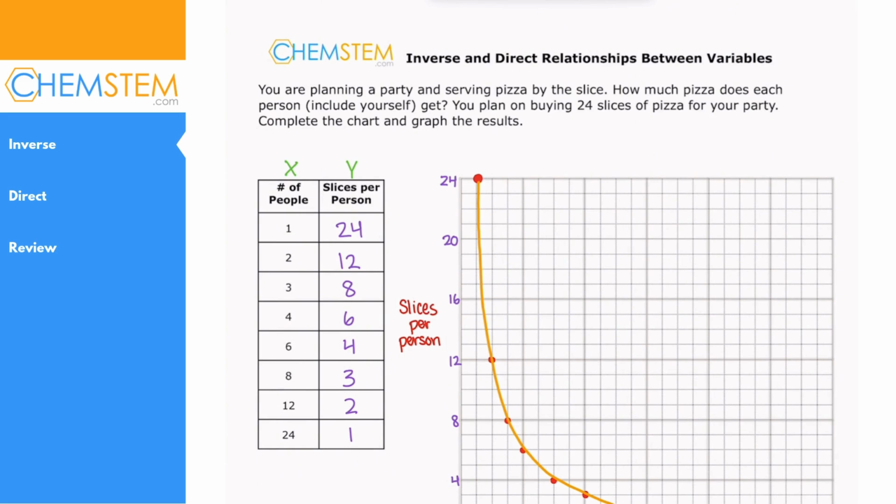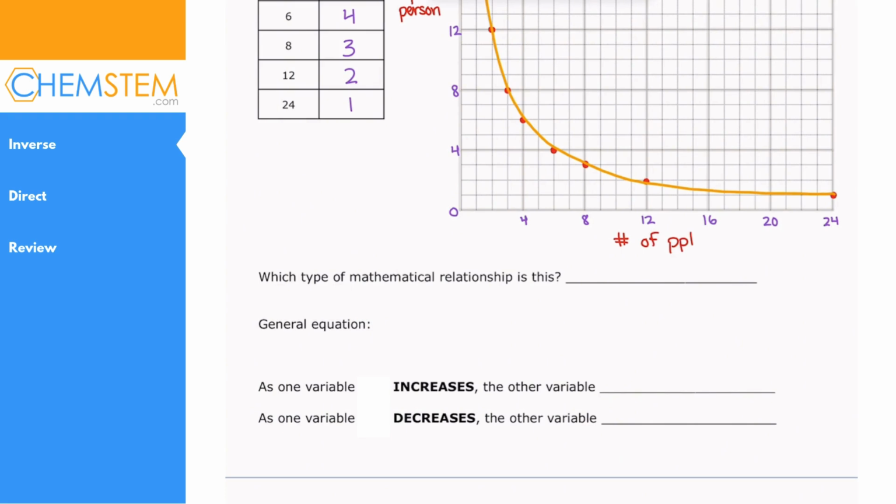Let's go back up to the problem to identify something that's really interesting. No matter how many people come to this party, you've decided that you're buying 24 slices of pizza. That means that 24 is something we call K. It doesn't have to be K, but K is just a common representation of the constant, or something that's the same no matter what. Whether it's 1 person, 3 people, 6 people, or 24 people at your party, you're buying 24 slices of pizza.